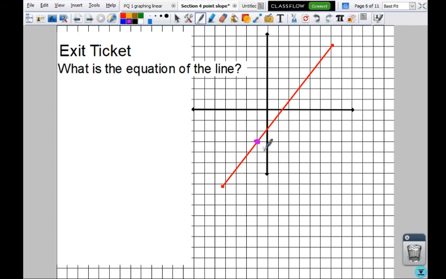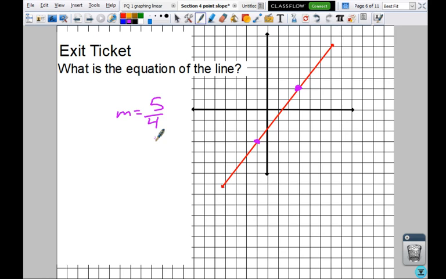Alright, there we go. And then what's your other point? Like right here? Yeah. Alright, what's the slope, Luis? What's your slope? Yep. What'd you get? X plus 1. Alright, so our slope is 5/4.